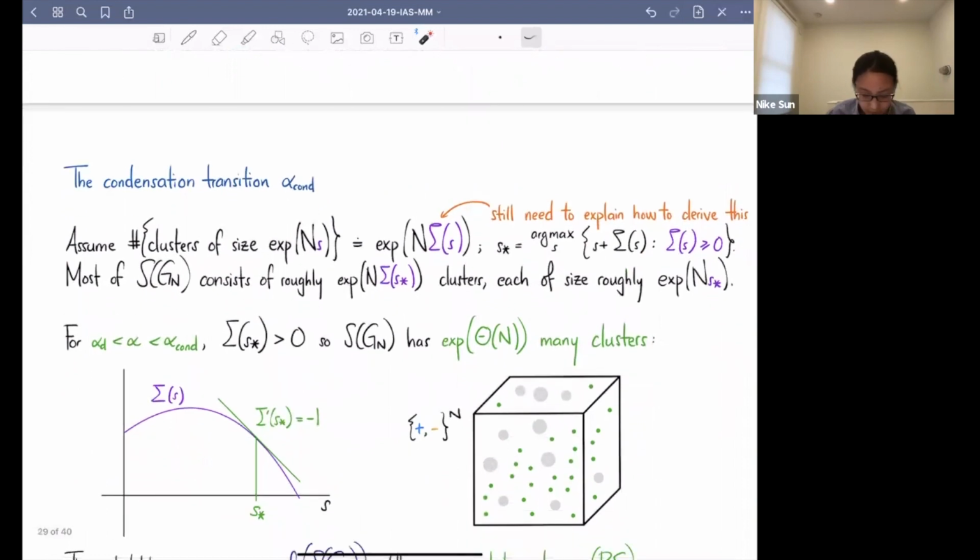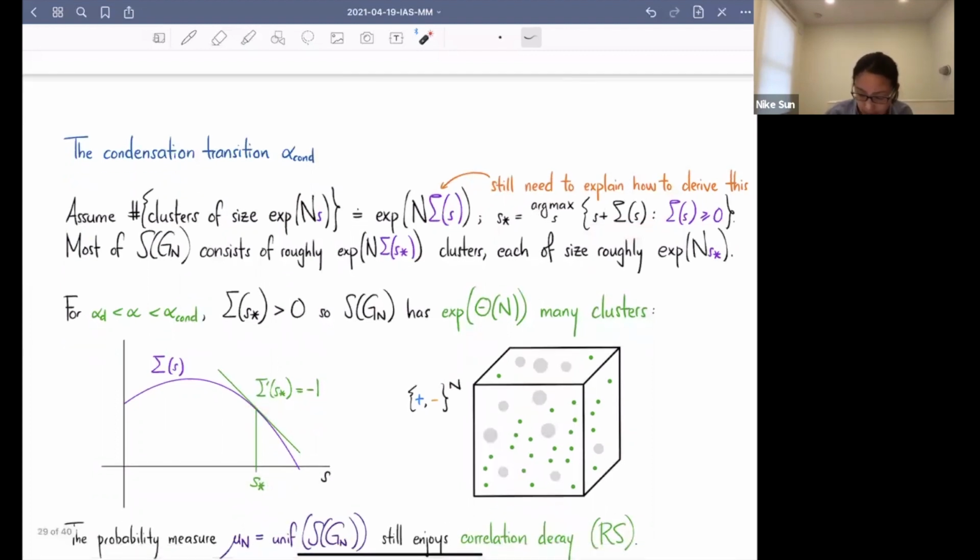So the picture of sigma of S, this is sort of a cartoon of what it would look like. S star is again the maximizer of S plus sigma of S. So it's a point where sigma has slope -1. And here sigma of S is strictly positive. So you will have exponentially many clusters, and the value of sigma S here is the exponent. And each of them will be of exponential size, roughly e to the n S star.